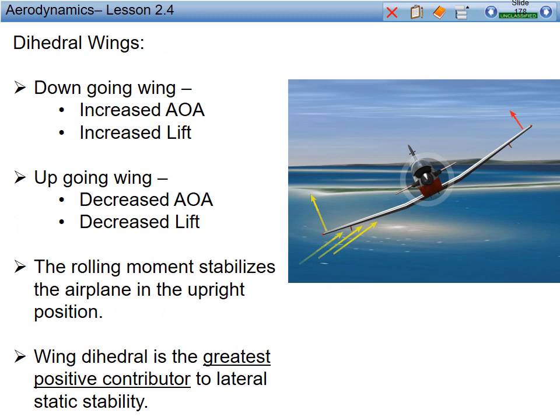Dihedral wings. Due to the rolling motion in a lateral side slip, there is a downgoing wing and an upgoing wing. The downgoing wing has a roll-induced relative wind from below the wing, which causes an increase in angle of attack. This increase in angle of attack causes an increase in lift. Conversely, on the upgoing wing, there is a roll-induced relative wind from above the wing, causing a decrease in angle of attack. This decrease in angle of attack causes a decrease in lift. The rolling moment stabilizes the airplane in the upright position. Wing dihedral is the greatest positive contributor to lateral static stability.